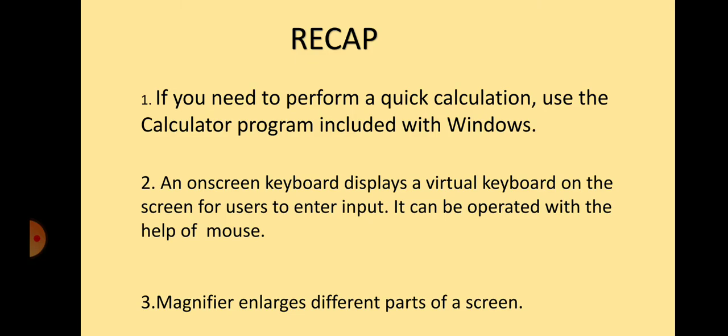So children, today you have learnt about a few Windows accessories. If you need to perform a quick calculation, use the calculator program included with the Windows. On-screen keyboard displays a virtual keyboard on the screen for users to enter the input. It can be operated with the help of the mouse. Magnifier enlarges different parts of a screen.